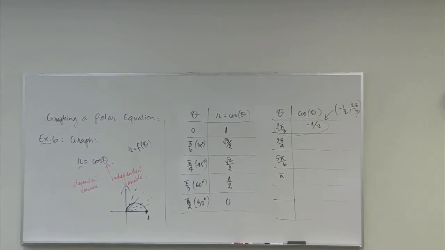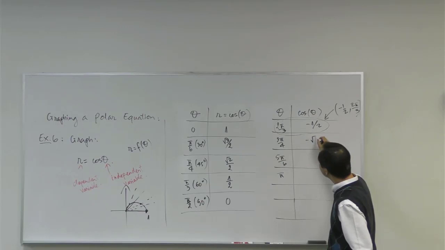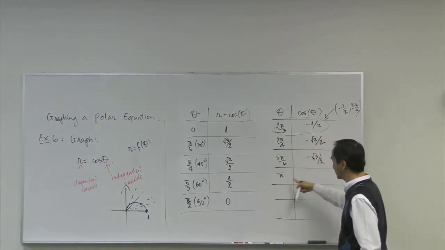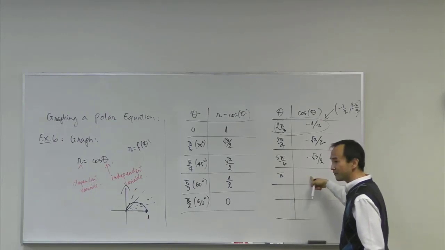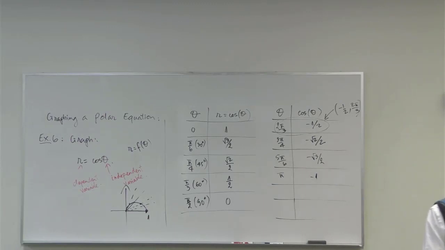Now back on the board. Okay. So now these other values, negative root 2 over 2, root 3 over 2. Then, anyone got the last one here for pi? Negative 1. Okay. So all of these things again, it's going to happen. It happens right there on the graph.